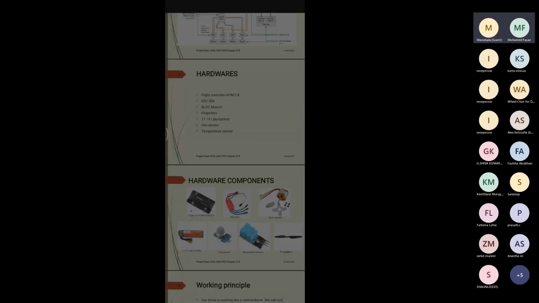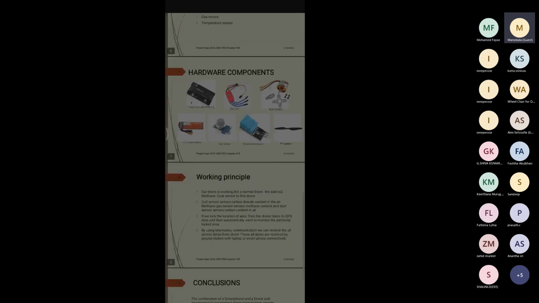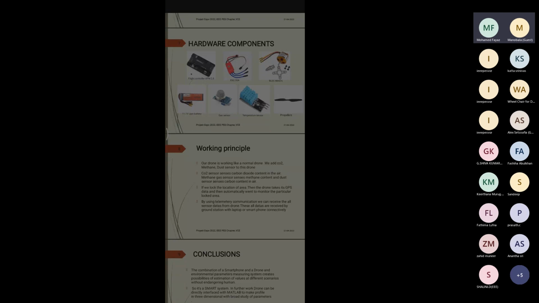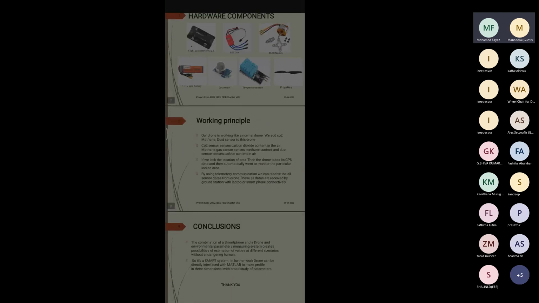Now we are going to see about the working of the drone. Our drone is working like a normal drone. We add CO2 and methane sensors to this drone. The CO2 sensor senses the carbon dioxide content in the air. The methane gas sensor senses the methane content, and the dust sensor senses the carbon content in the air. If we lock the location of an area, then the drone tags its GPS data and automatically goes to monitor the particular locked area. By using telemetry communication, we can receive all the sensor data from the drone.